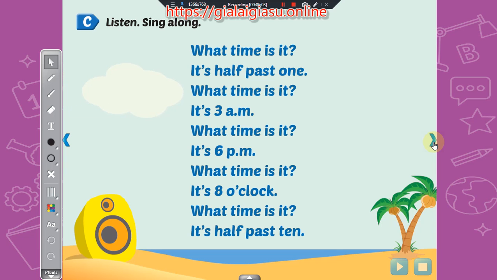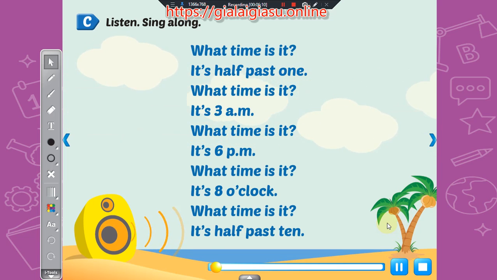C. Listen. Sing along. What time is it? What time is it? It's 1:30. It's 1:30. What time is it? What time is it? It's 3 a.m. It's 3 a.m. What time is it? What time is it? It's 6 p.m. It's 6 p.m. What time is it? What time is it? It's 8 o'clock. It's 8 o'clock. What time is it? What time is it? It's 10:30. It's 10:30.